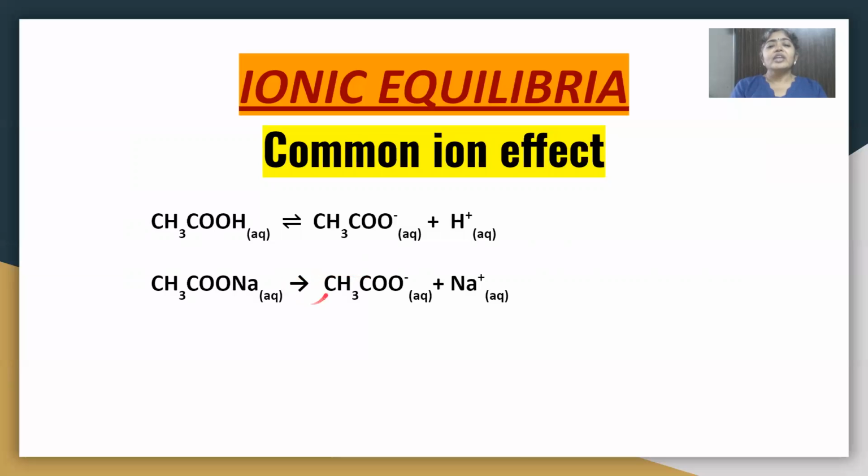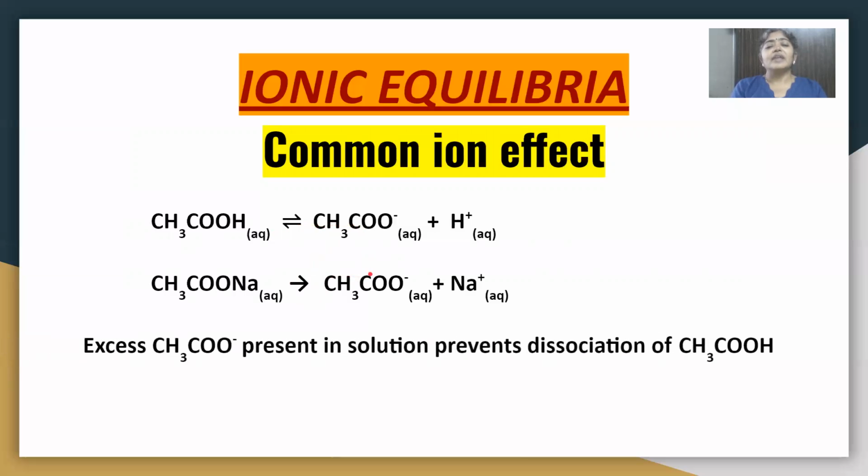Now, this is a unidirectional reaction, so there is no effect on it. But the dissociation of the weak acid has an equilibrium, so this reaction will be shifted more towards the left. That means the dissociation of the weak acid will now be suppressed. Followed? The excess acetate ions present in the solution will prevent the dissociation of acetic acid.